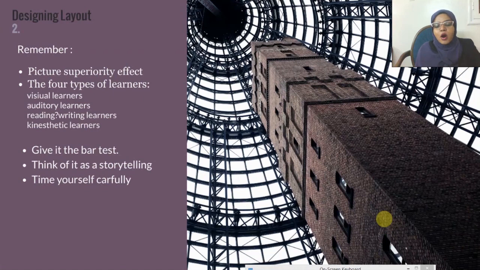Number 3, give it the part test. Okay, you leave it and you come again, test it by putting yourself in the audience's shoes. Okay, think of it as storytelling. You have a beginning, you have a body, and you have a conclusion or an ending. Okay, so you have to go in harmony.